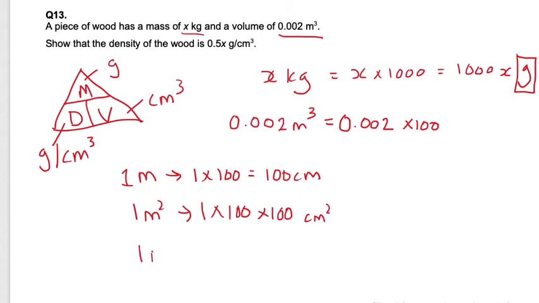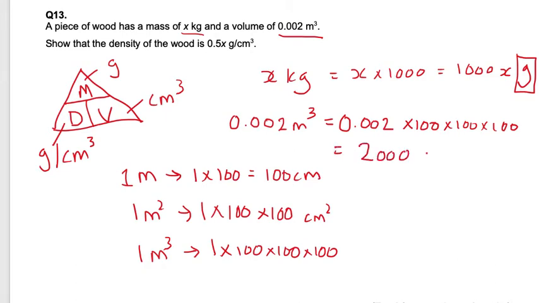And if we're doing 1 cubic metre, 1 metre cubed, then we have to take the 1 multiplied by 100, multiplied by 100, and multiplied by 100 again. So that's what we're going to do here. Multiplied by 100, multiplied by 100, also known as 100 cubed, but just spelling it out so it's clear. And this, if you put it into your calculator, gives you 2,000 centimetres cubed. So we now have what we need in the correct units. This is our mass.